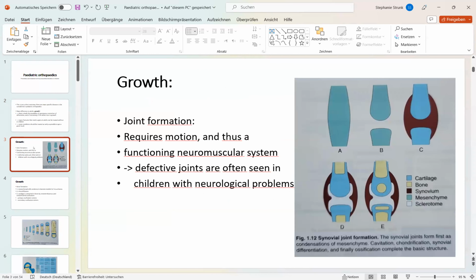So what is growth? A joint forms out of condensation of mesenchyme. Then there comes cartilage formation with a synovium around it, and the cavity forms later, and the secondary ossification centers also come later. This joint formation requires motion. So if a kid cannot move correctly and does not have a functioning neuromuscular system, this leads to defective joints. They are often seen in children with neurological problems, cerebral palsy or polio, for example.